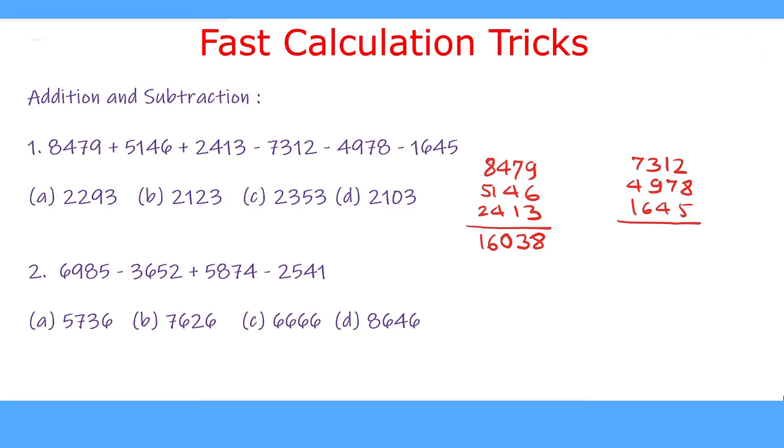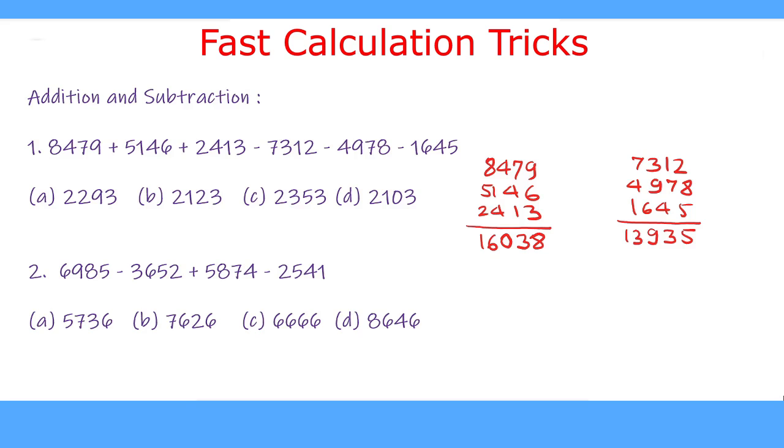Now we add the negative numbers. 2 plus 8 is 10, plus 5 is 15. Carry 1. 1 plus 1 is 2, plus 7 is 9, plus 4 is 13. We carry 1. 3 plus 1 is 4, plus 9 is 13. 13 plus 6 is 19. We write 9 and carry 1. 7 plus 1 is 8, plus 4 is 12, plus 1 is 13.